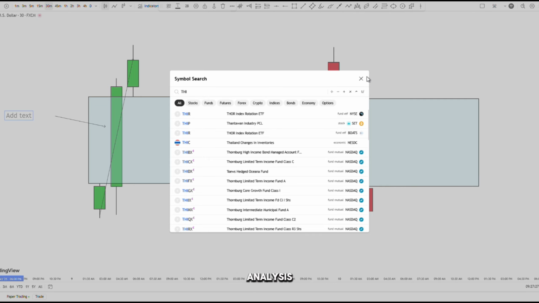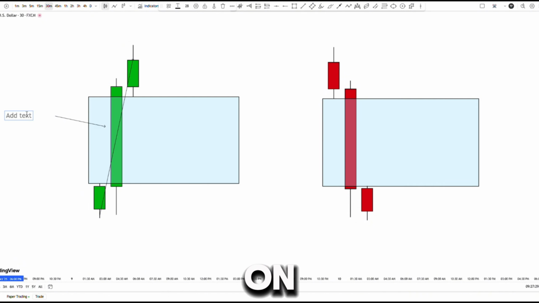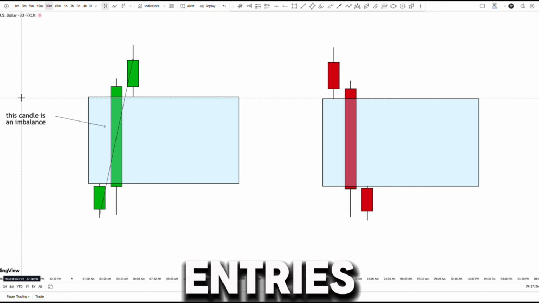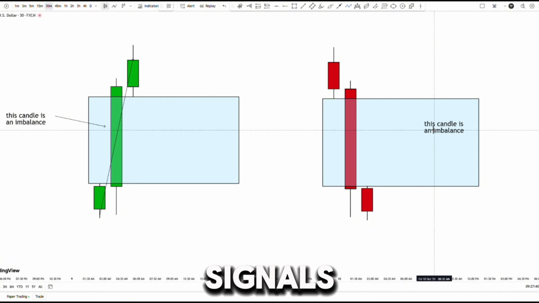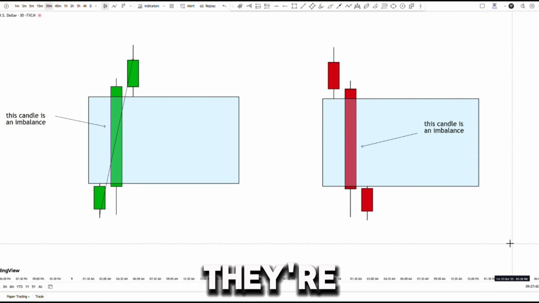Use multi-time frame analysis. Spot FVGs on higher time frames, e.g. daily, for market direction, then switch to lower ones, e.g. 15 to 30 minutes for entries and exits. Align gaps across frames for stronger signals. Avoid 1-minute charts as they're noisy.